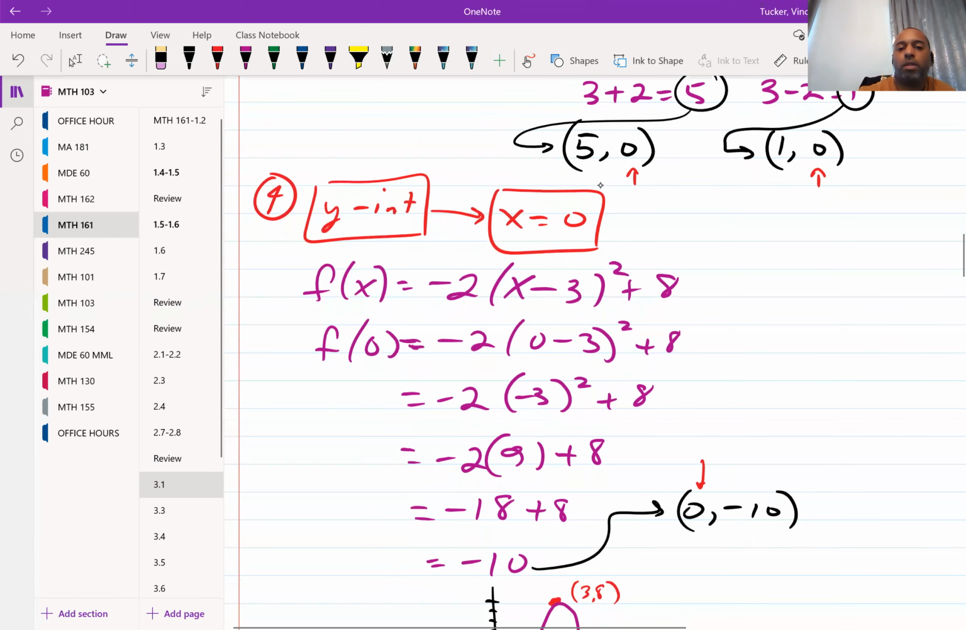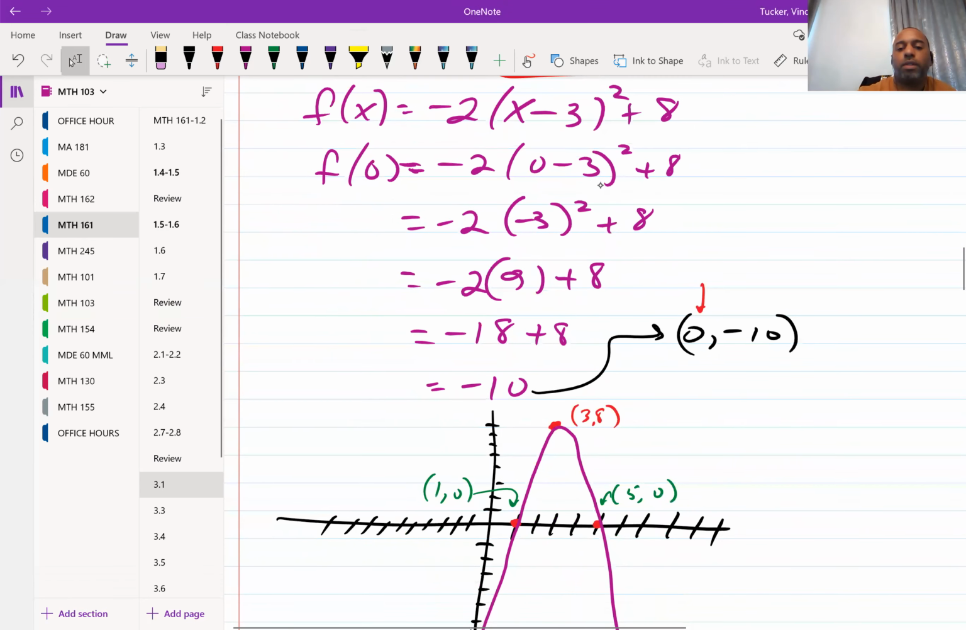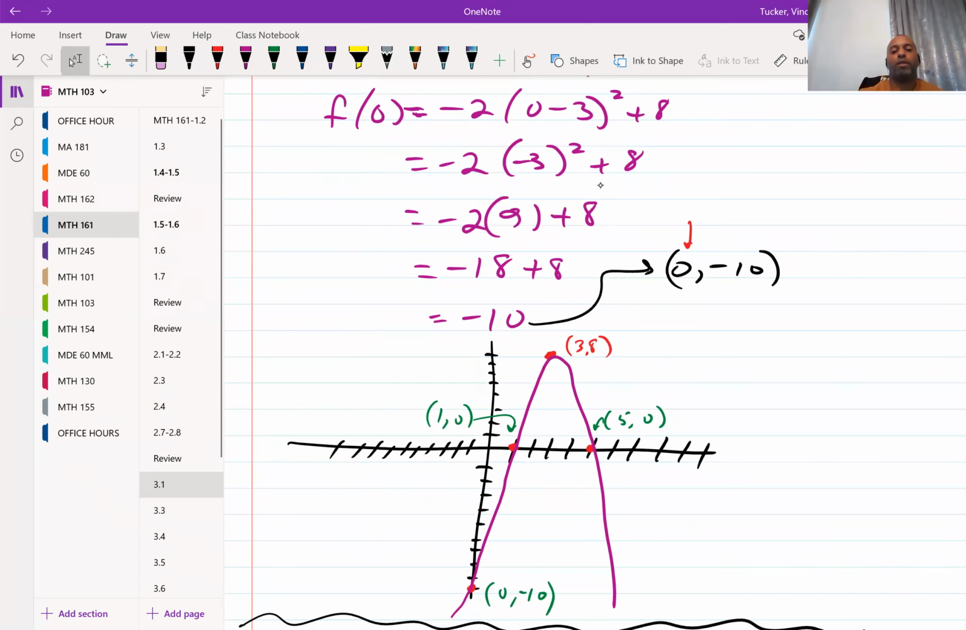All right. So after you've found those points, graph them, get you a rough sketch of your parabola.